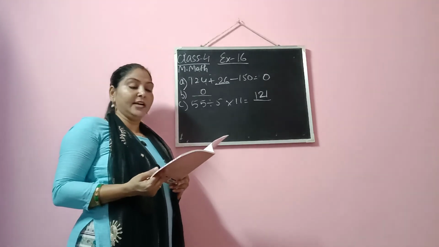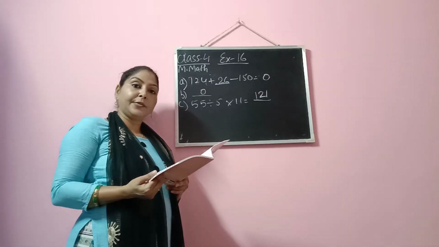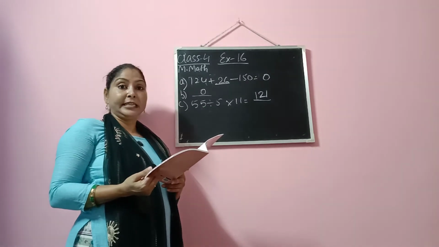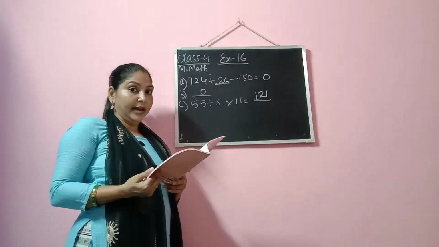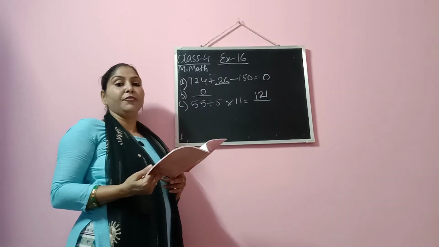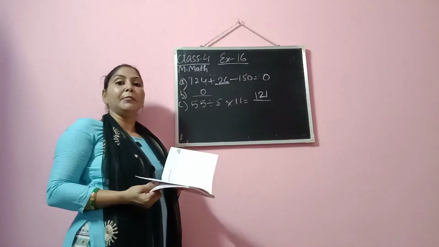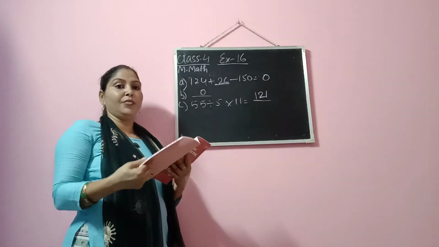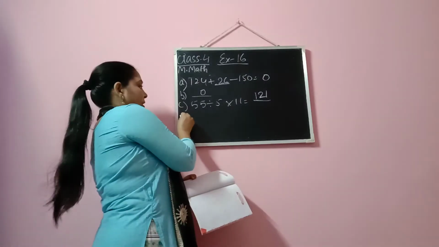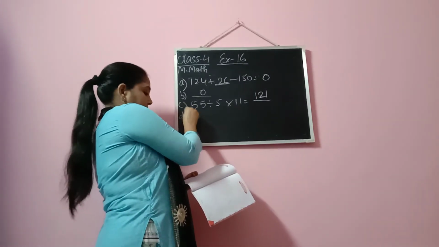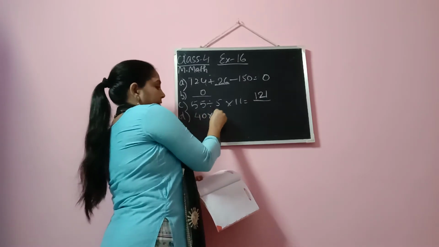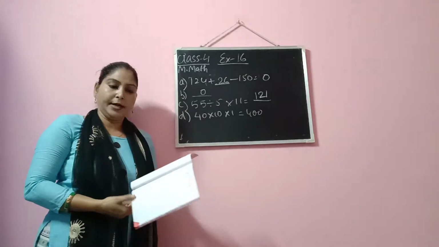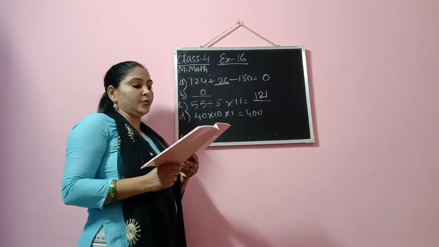Now in 400, what to multiply to get 400? Of course, we cannot multiply any 10-digit number, any 2-digit number. So what do we have to do? According to the property of multiplication, what we have learned, any number multiplied by 1, the product is the number itself. So we will multiply it by 1 only. So now number D: 40 into 10 into 1 is equal to 400. Got it?